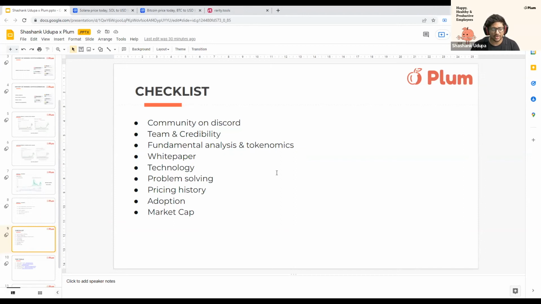A couple of things you need to check is that every company, as I said, every coin that gets released needs to have people using it. There needs to be adoption. If there's no adoption, there's no fun in the projects, right? Now, how do you understand adoption? How do you know whether the project's good or bad?